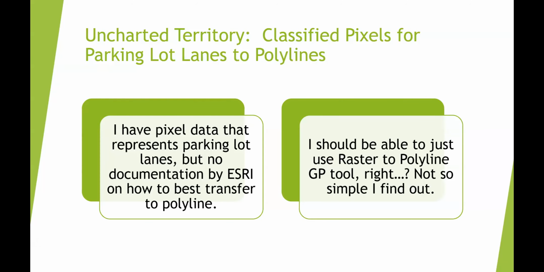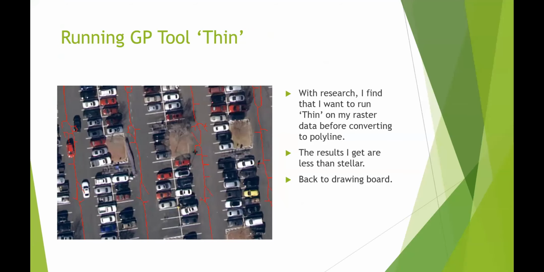All right, so now I have pixels, but I want to create polylines out of that data. I thought I could just use raster to polyline and it'd be fine, but turns out it's not so simple. When I tried running the thin tool on that pixel data, we see that the thin tool doesn't really work well on pixel data. So I'm going to have to find a way to create better raster data to then run thin on so I can get those parking lanes.